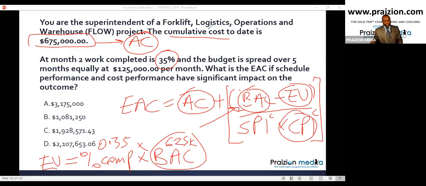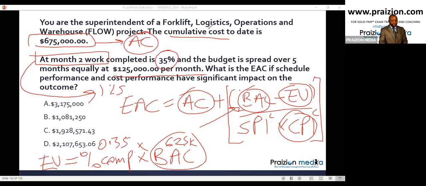Because you have this breakdown per month, you know that at month 2, your PV is going to be 125 times 2, which is 250K. So what they're saying is your earned value is 0.35 times 625 when your planned value should have been 250. So find your SPI using 250 for PV and whatever the EV comes to.